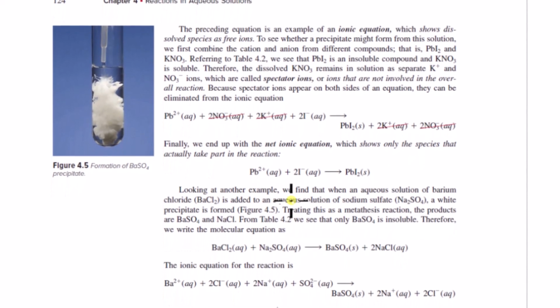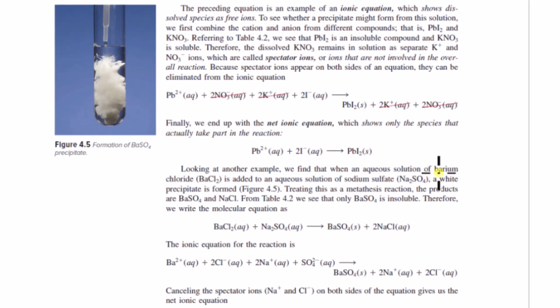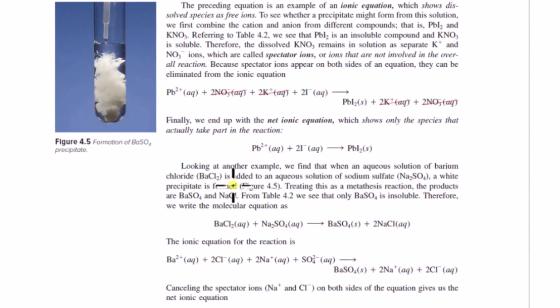Looking at another example, we find that when an aqueous solution of barium chloride is added to an aqueous solution of sodium sulfate, a white precipitate is formed. There you go. It's a white precipitate. Treating this as a metathesis reaction, the products are barium sulfate and sodium chloride. So what they're saying is, in a metathesis reaction, you're mixing and matching the different components.